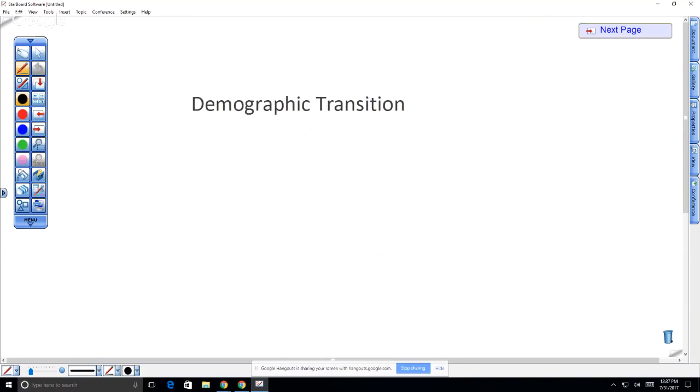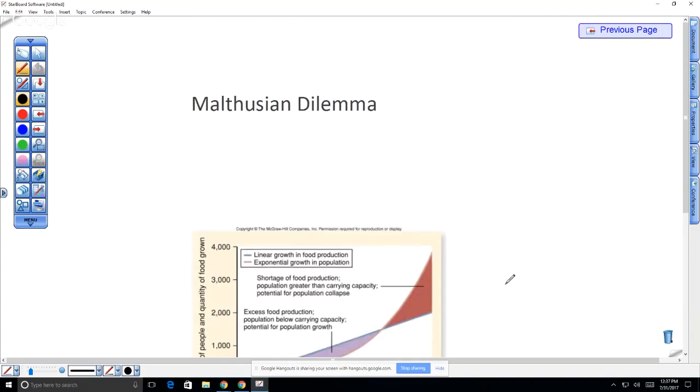Okay, so Thomas Malthus was a philosopher and an economist in the 1700s, and he proposed a dilemma. He actually wrote an essay warning in the 1700s of a dramatic population crash. This was echoed by Paul Ehrlich in the 1970s with the population bomb. This was the warning that if we did not curb our population growth, we were going to overshoot the carrying capacity and we were going to crash.